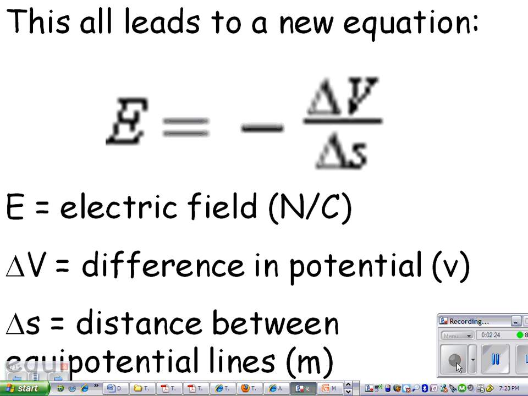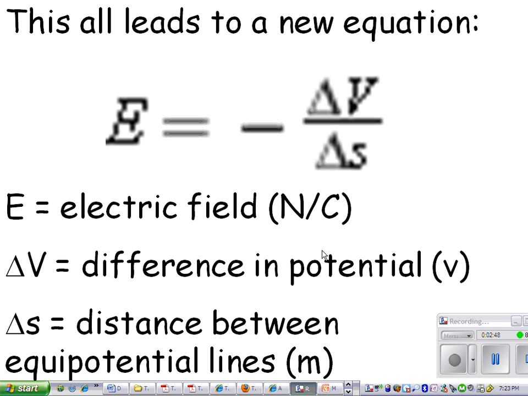This idea leads to a new equation that the electric field, E, is equal to the change in potential all over the displacement. It's the rate that potential changes. That negative sign just tells us that positive charges move from areas of high potential down to areas of low potential, and so that negative sign is not necessary.